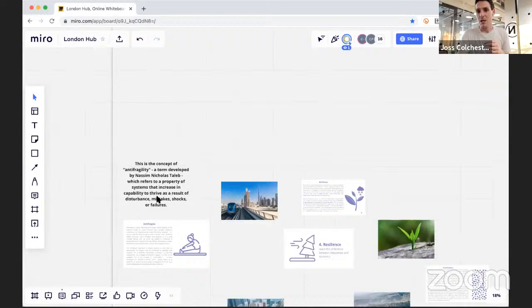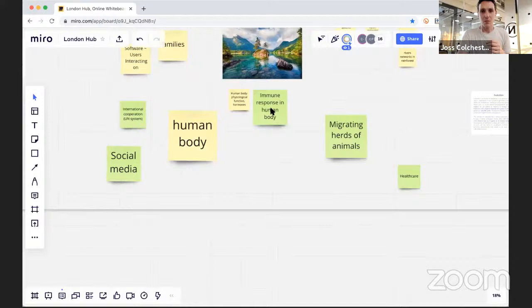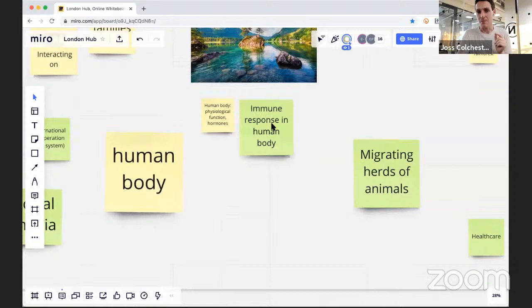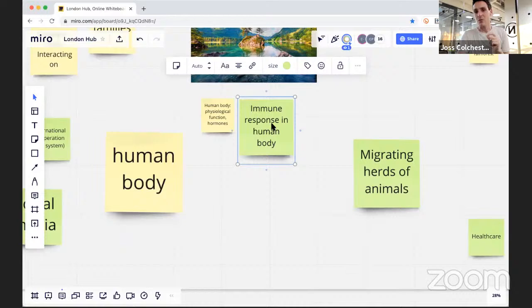Someone up here posted the human immune system, I believe, the immune response in the human body, a well-known complex adaptive system. And it's a system that is anti-fragile, because when a child is brought into the world, their immune system is very weak and they require those shocks from their environments to build up their immune system. So it's such an anti-fragile system in some sense.